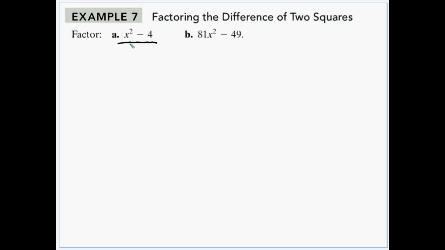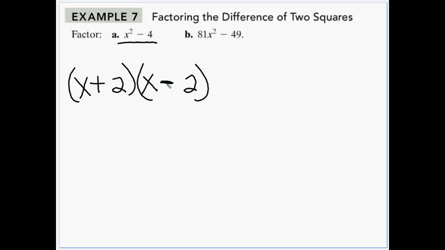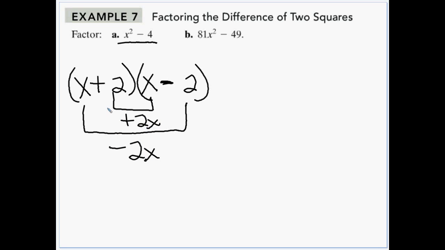So here, I would just set this up with a couple empty sets of parentheses. What's the square root of x squared? It's going to be x and x. What's the square root of 4? It's going to be a 2. One of these terms will be a sum, one will be a difference. x plus 2 times x minus 2. Again, if we do the outers, here the outers are a minus 2x. The inners are a plus 2x. And when we add those up, they cancel out and we have 0 x's in the middle.